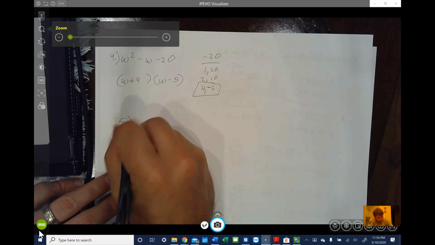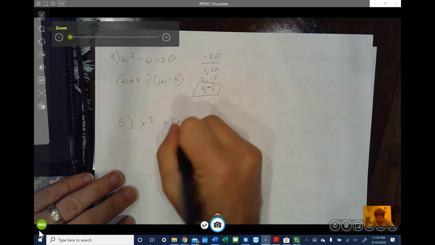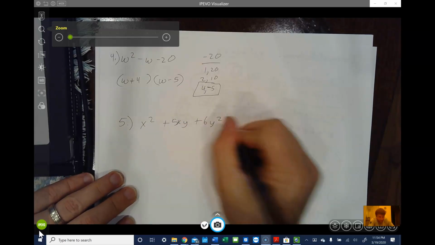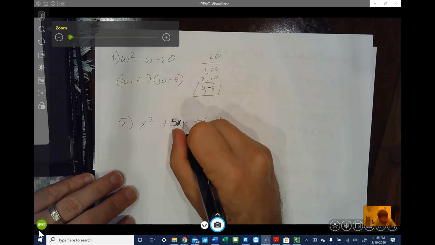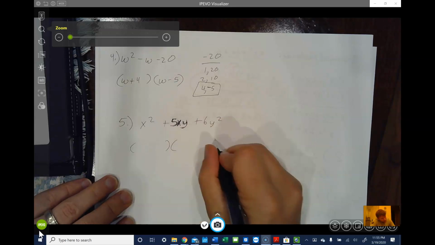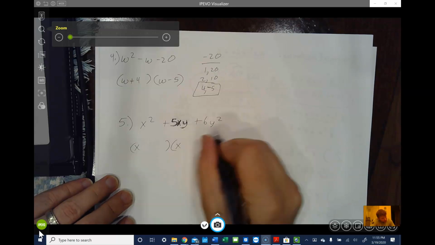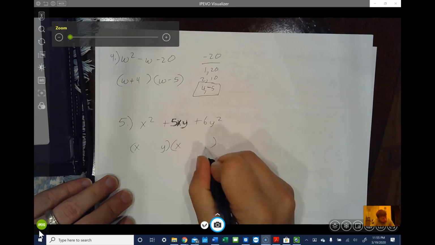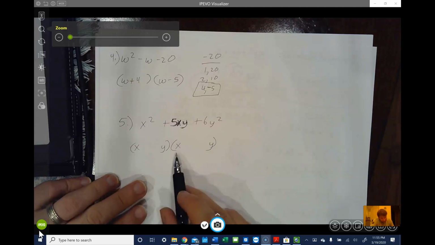Alright, another example. x squared plus 5xy plus 6y squared. This one may throw you for a loop because it's got an x and a y in it, but hopefully we can make this seem simple. Do it the same way you've been doing it. We know it's going to be an x and an x, and to get that y squared, we know it's going to be a y and a y.